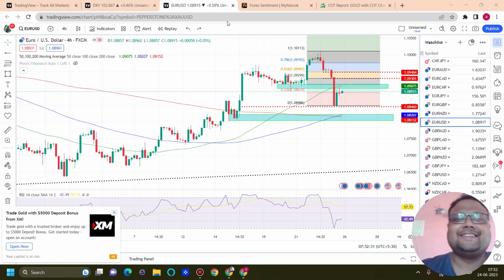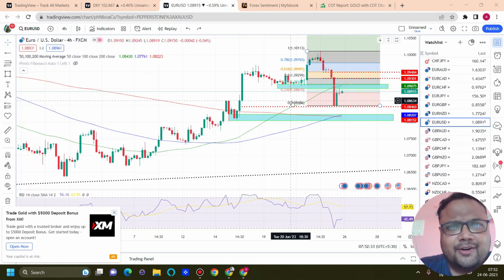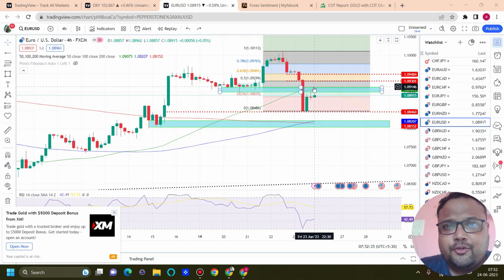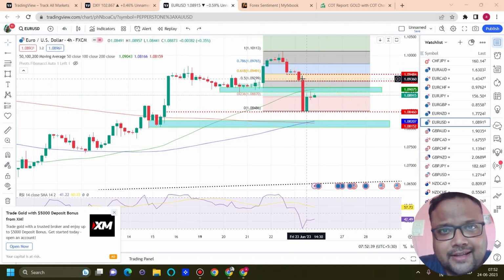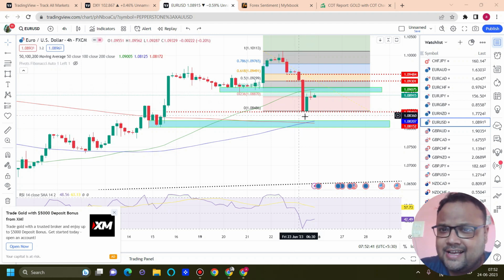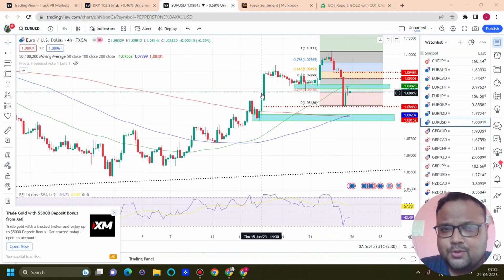So let's get started. My dear friends, after the news, we got to see a big drop on the chart of Euro USD, and this candle has changed many things. Ultimately, the pair closed at 1.0891. So let's discuss one by one.